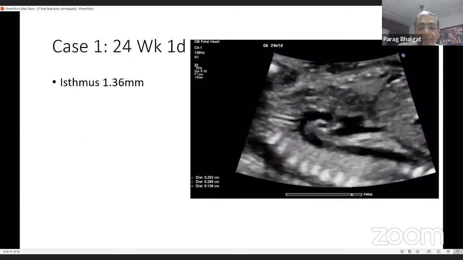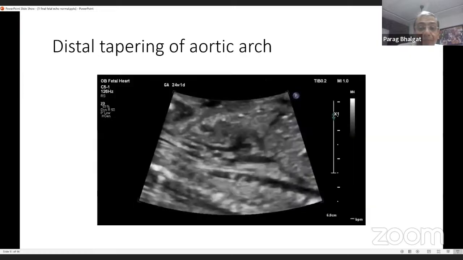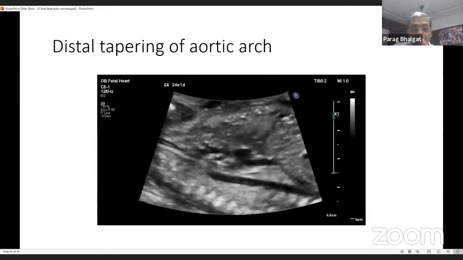Now just look at this image of the aortic arch. This baby is around 24 weeks, and the proximal aorta is around 2.5, mid segment is 3, and isthmus is around 1.3 millimeter. So 1.3 millimeter, that Z score comes to less than 3.5.